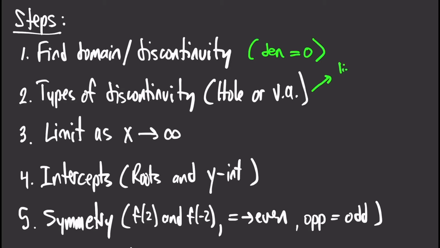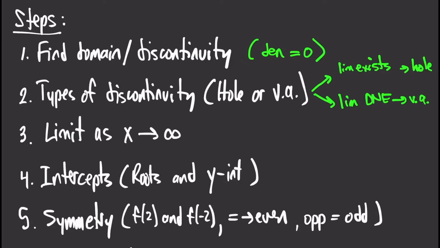If the limit exists, so like the limit of f of x as x approaches 2 is 7, that means there's going to be a hole in the function, because the limit exists, but the function doesn't. If the limit does not exist, that means we're going to have a vertical asymptote at that x value.